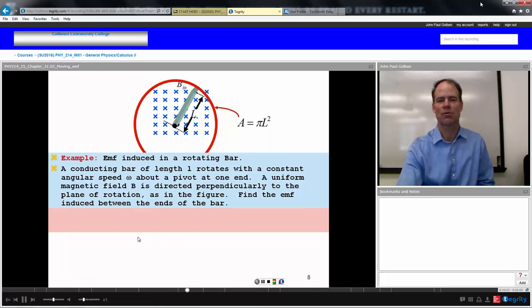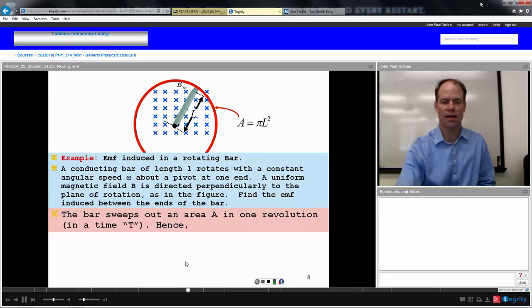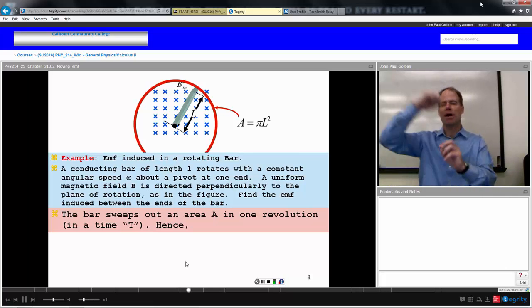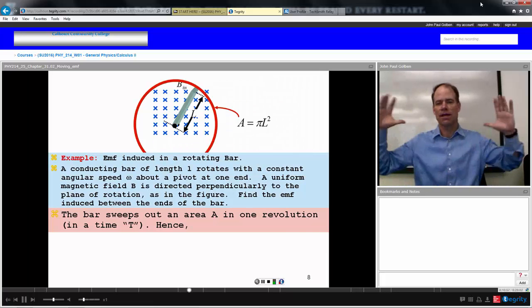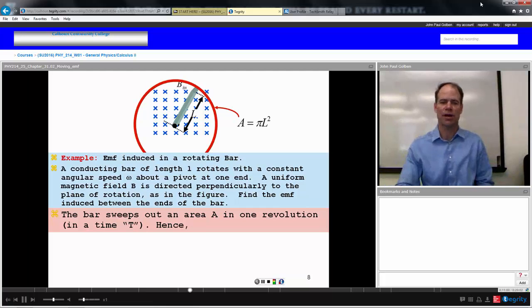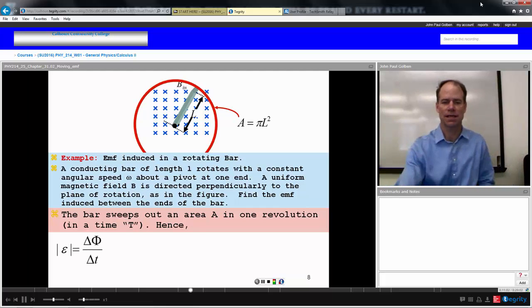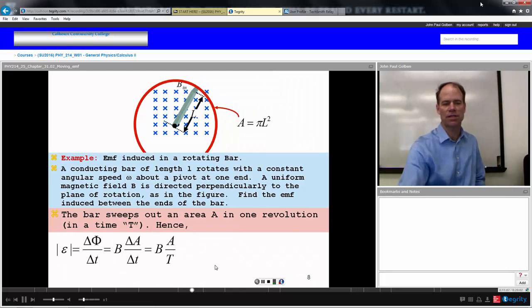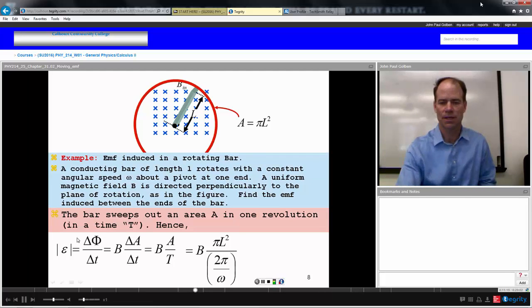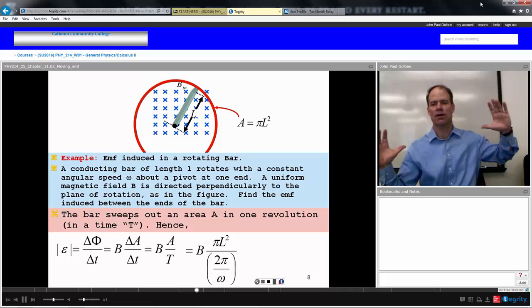Well, it's going to go around once every rotation. So it'll sweep out a total area A, the area of that circle, pi L squared, in a time period T. So by Faraday's law, the EMF is going to equal the change in flux per time. And the field is constant, so that's going to be the field times the change in area per time. But we're going to go one full area of that circle in a time period T. So that's going to be the field times pi L squared, the area of that circle, pi r squared.